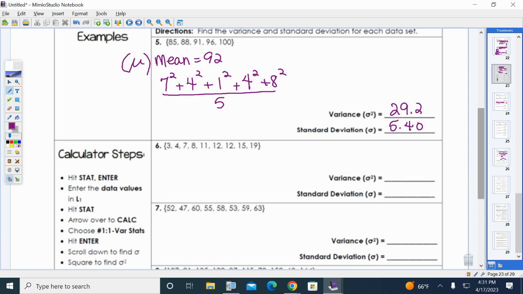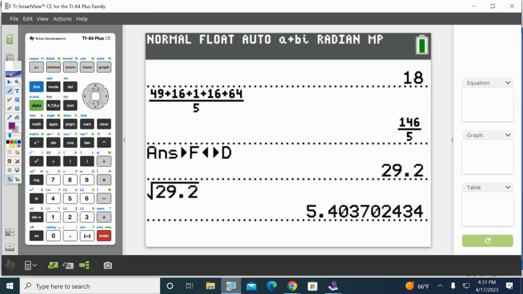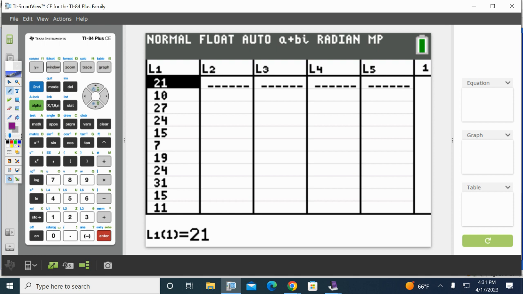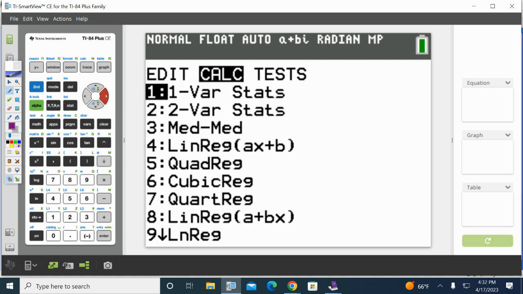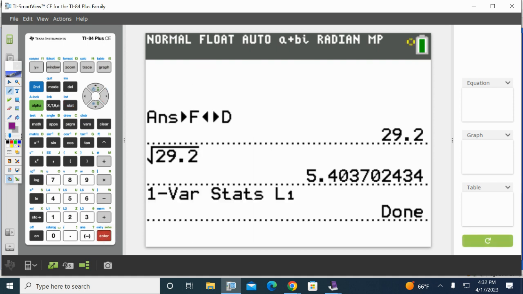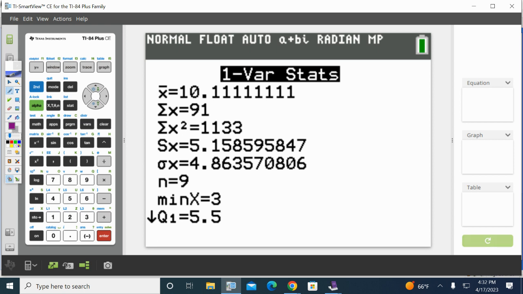So really fast in the calculator, we're going to do like we did to find the mean, median, and mode on the other example, and you're going to go to Stat, Edit, Clear, and then enter your digits. So I'm on example number 6. I'm going to put in the 3, 4, 7, 8, 11, 12, 12, 15, and 19. Stat, calc, enter, enter, enter, enter. And you'll see here that it gives you the standard deviation.